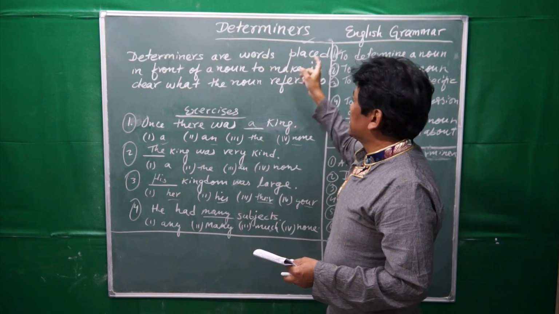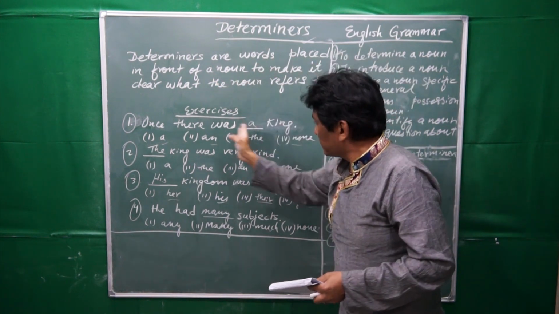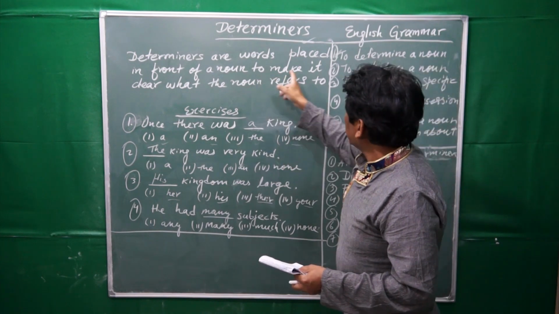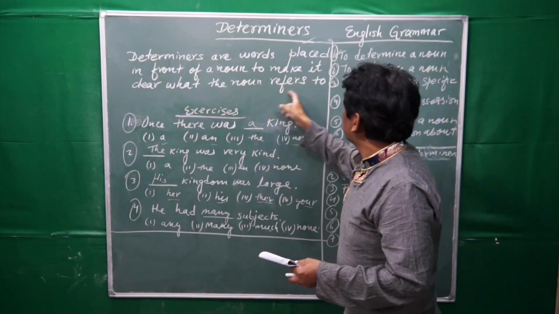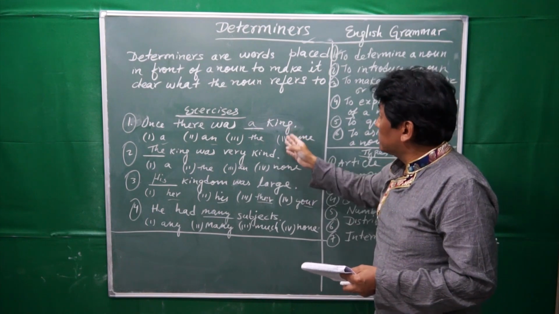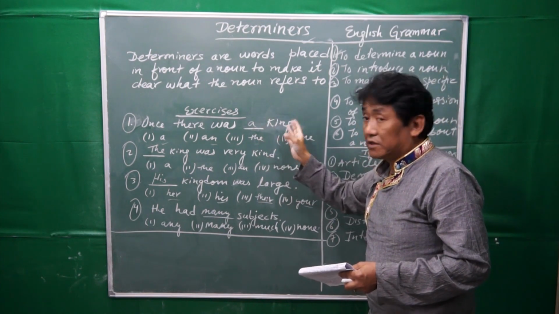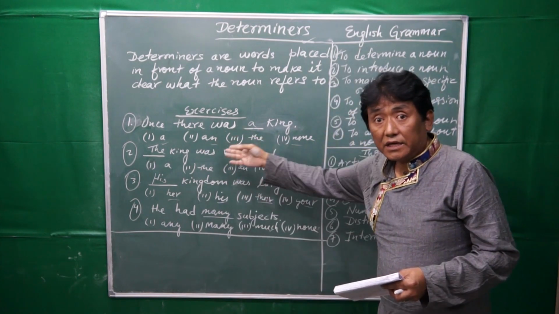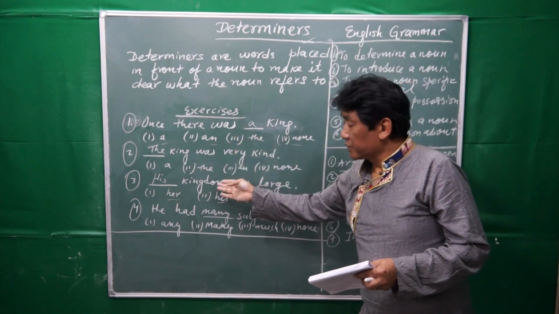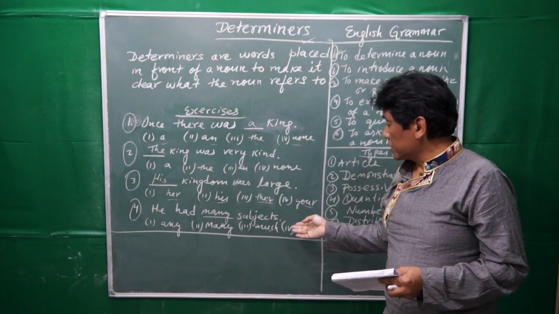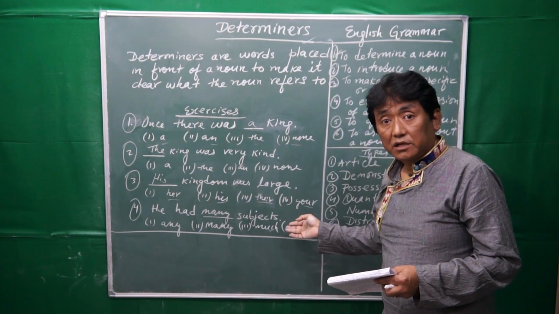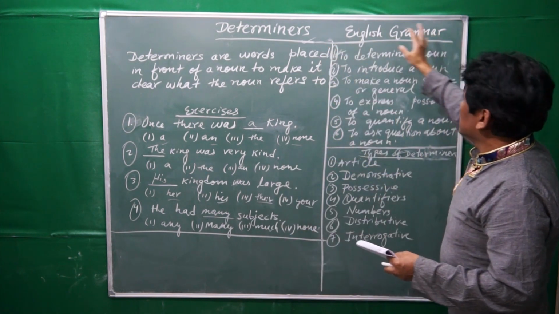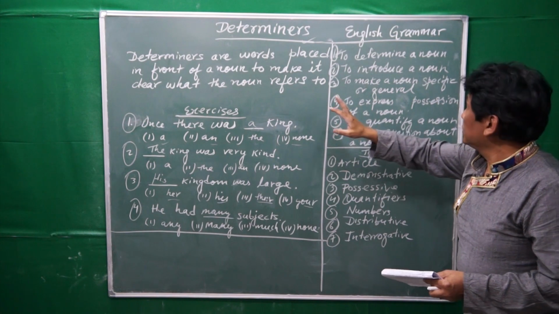Determiners are words placed in front of a noun. That is what we saw just now. And to make it clear what the noun refers to. Over here, the nouns are referring to something, right? It's a king, just one king, right? Over here, specifying the king. And here we're referring to the possession. Here we're referring to the quantity. So, I have written these points here to make it clearer.